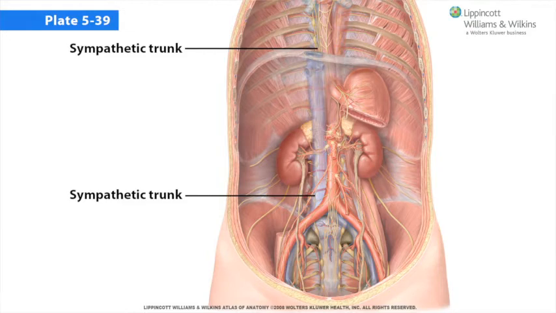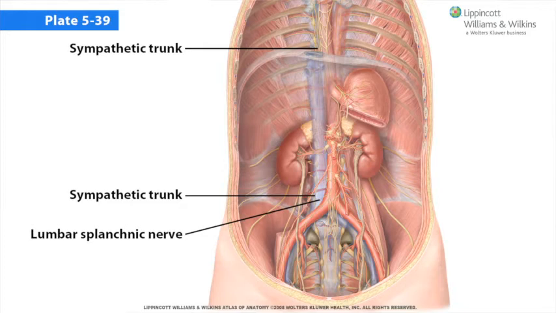The sympathetic trunks cross the pelvic brim and enter the pelvis as the sacral sympathetic trunks. While in the abdomen, the sympathetic trunks give off the lumbar splanchnic nerves from L1 and L2, which are described in the solid anatomy lecture on the abdominal viscera.